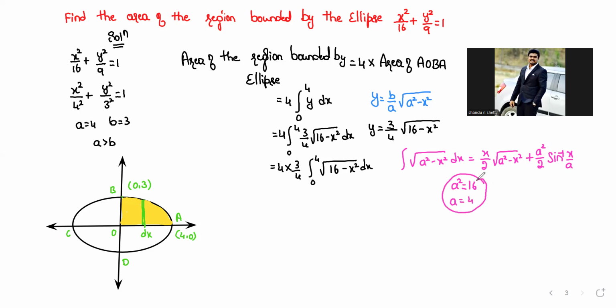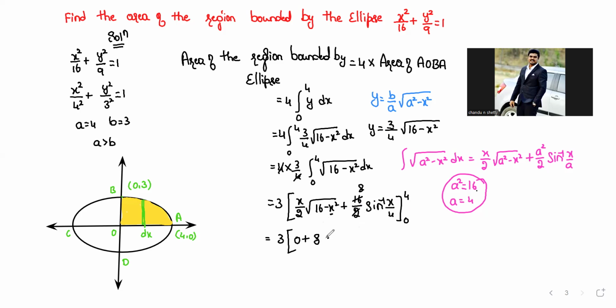Okay, so now you should observe here the 4 is getting cancelled, remaining we have 3, and again you should apply the formula: x by 2 square root of 16 minus x square, plus a square means what we have? 16. 16 by 2 sine inverse x by 4. Upper limit is 4 and lower limit is 0. Clear? Now you should observe 3 times, when you apply this 4 here, 4 square means 16, 16 minus 16 is 0. 0 and anything is 0.